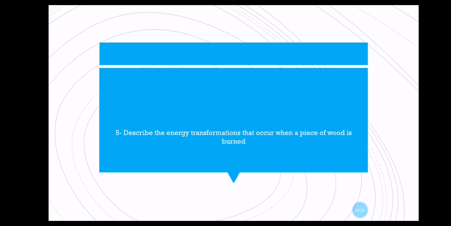5. Describe the energy transformations that occur when a piece of wood is burned. So, chemical energy stored in the bonds between the atoms in the molecules of wood is transformed to thermal energy and light energy. So this is what happens when a piece of wood is burnt. The chemical energy that is in the bonds in the atoms and molecules of wood will be transformed into another form of energy, the thermal energy and the light energy.